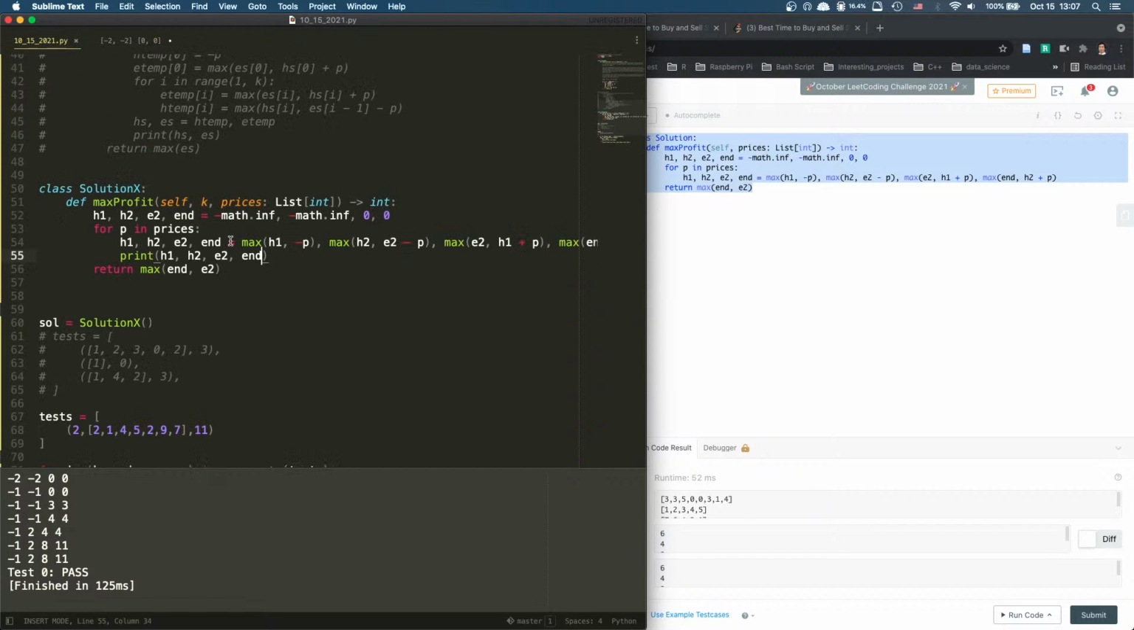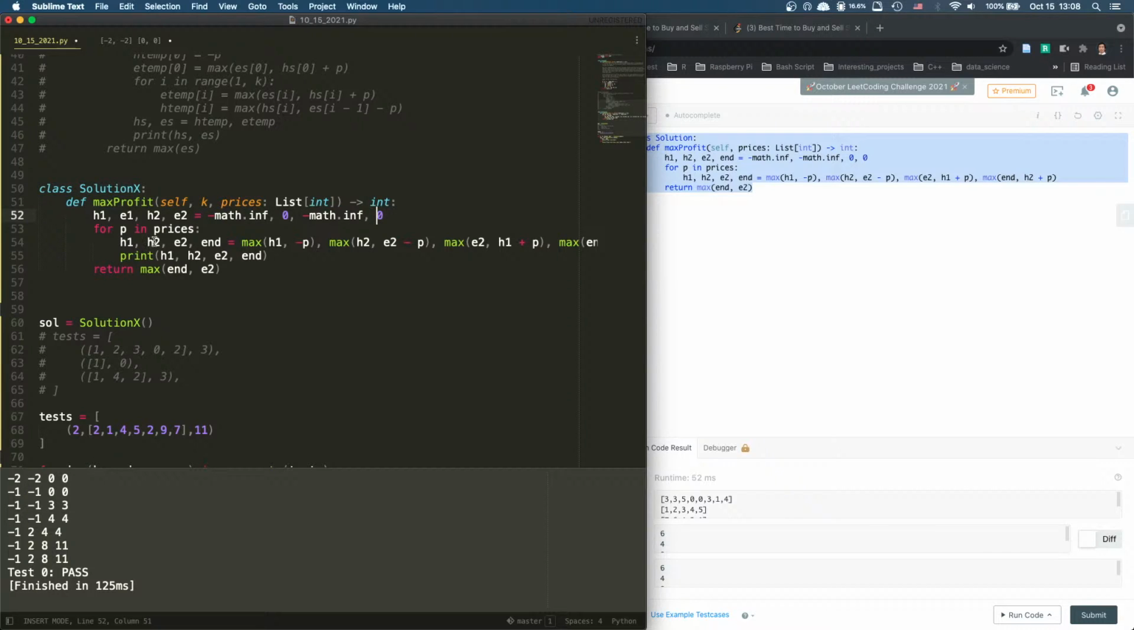Yeah, I think I need to change this one a little bit. I'm gonna write it the same way. So it's gonna be H1 to E1. How about this? H1 to E1, E1 to H2, and H2 to E2 like this. So H1 to E1 and H2 to E2.